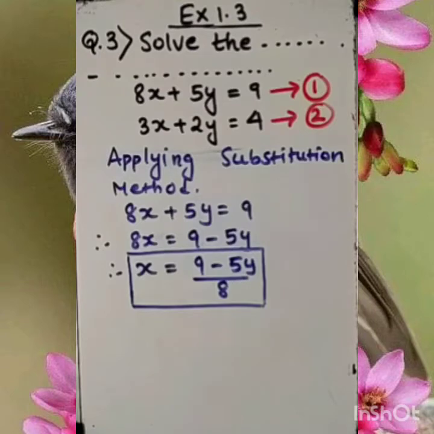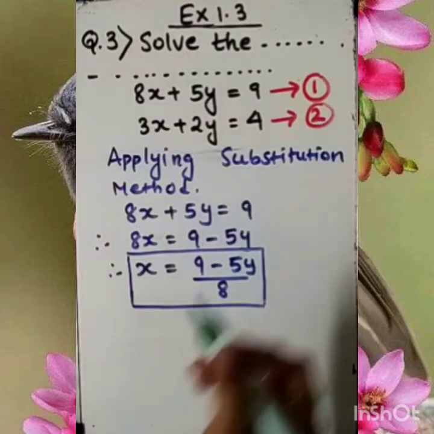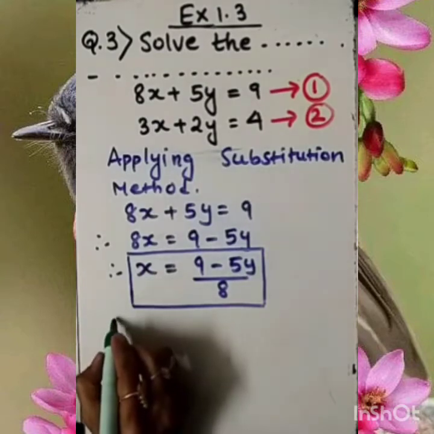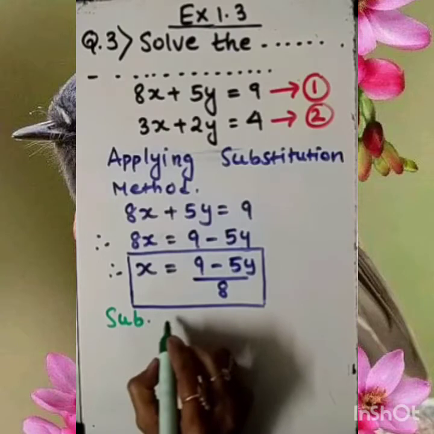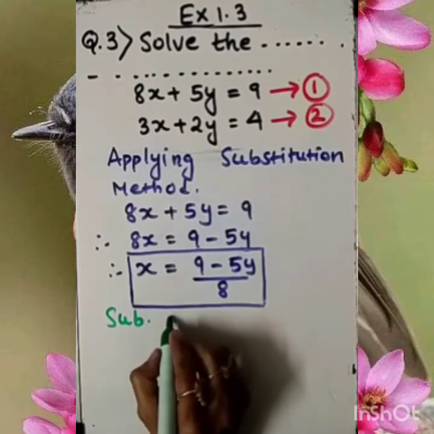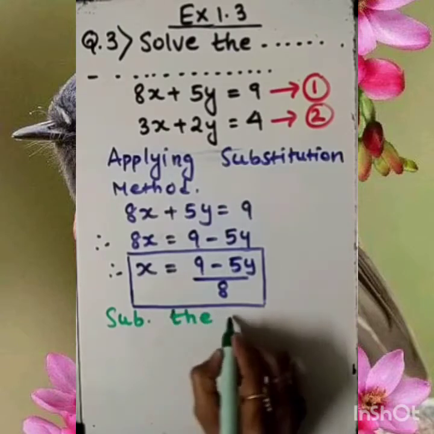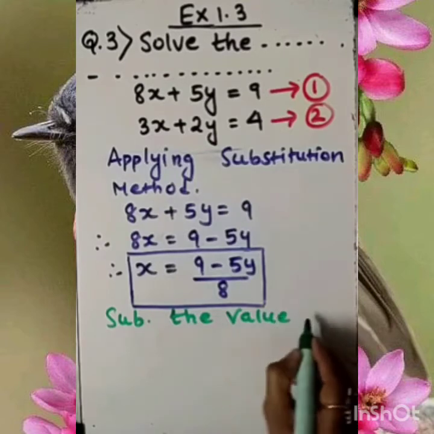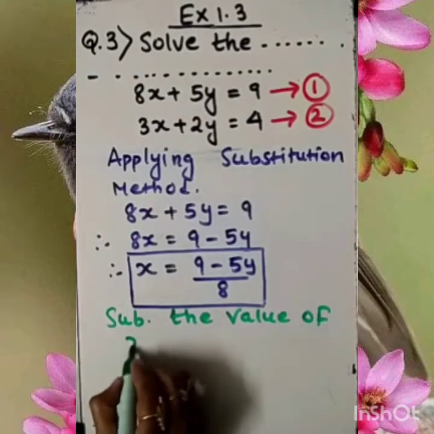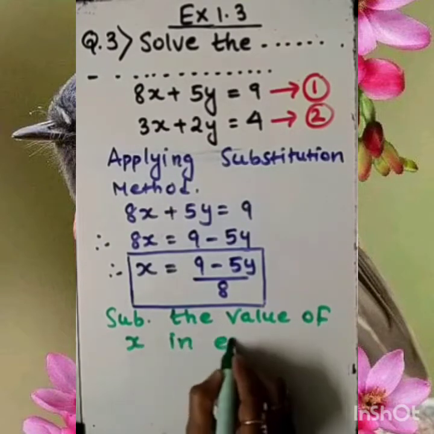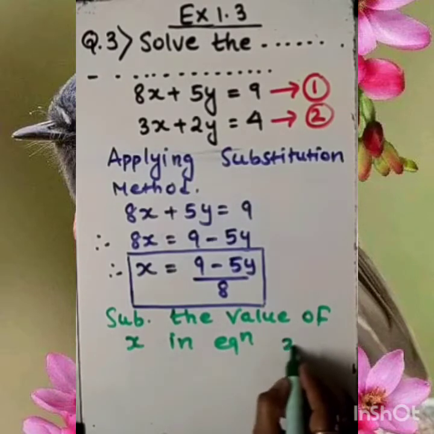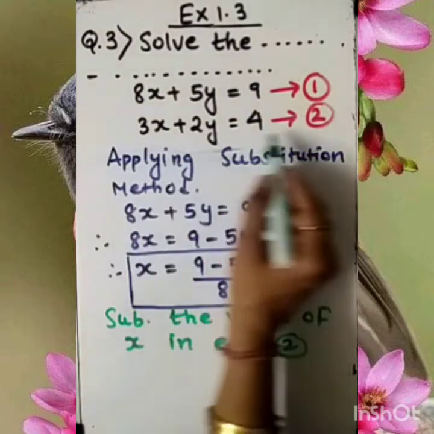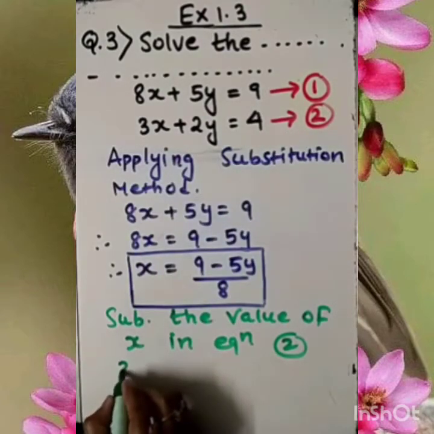Now what we have to do for the next, we know very well. We have to put this value. So we need to write substitute. This is the short form of substitute I have written here. Substituting the value of x in equation 2. Okay, here we are. What is our equation 2? Let's work on that.